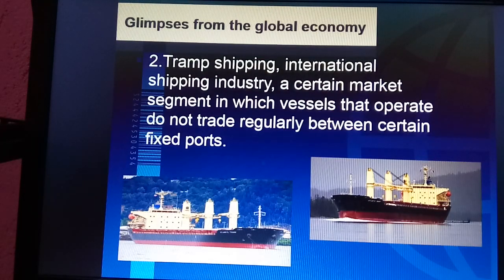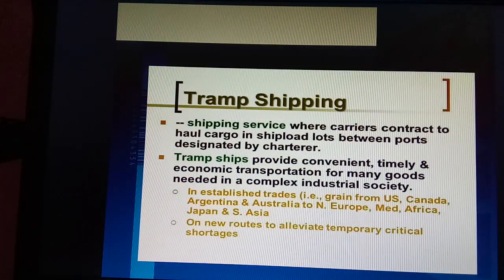Another example would be tramp shipping. Tramp shipping, in the international shipping industry, is a market segment in which vessels that operate do not trade regularly between certain fixed ports. So it's not fixed to one particular place or port of a particular country only, but several countries. Furthermore, transshipping is a shipping service where carriers contract to hold cargo in shipload lots between ports designated by the charterer.